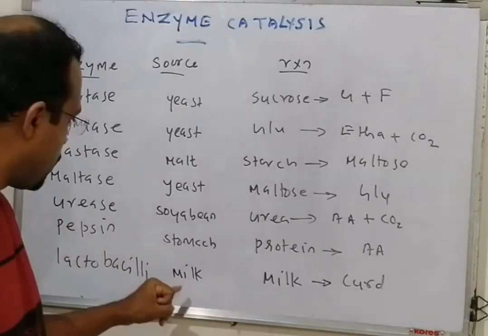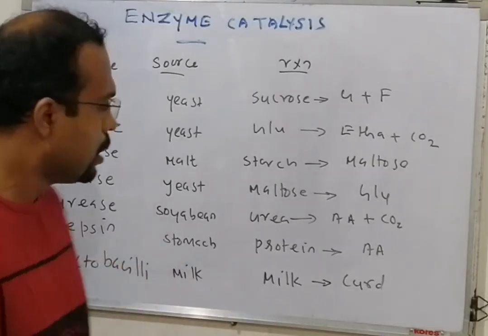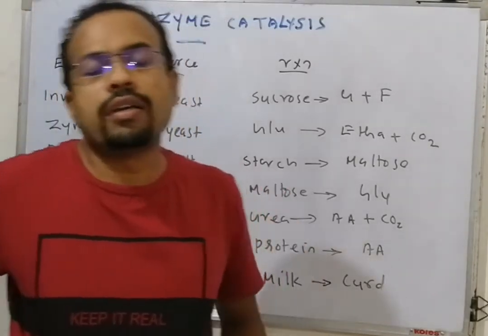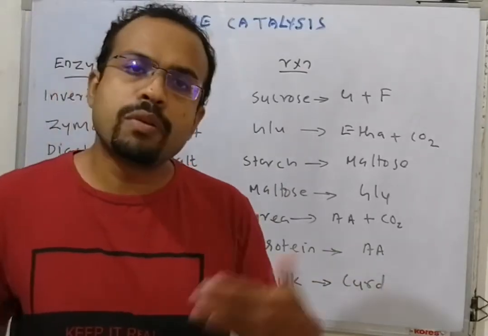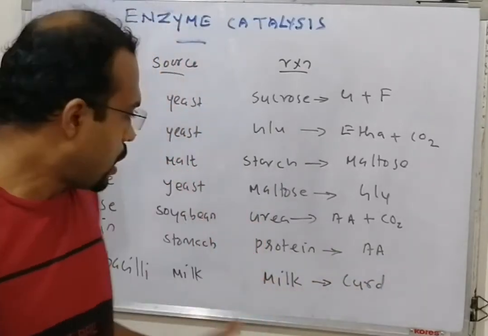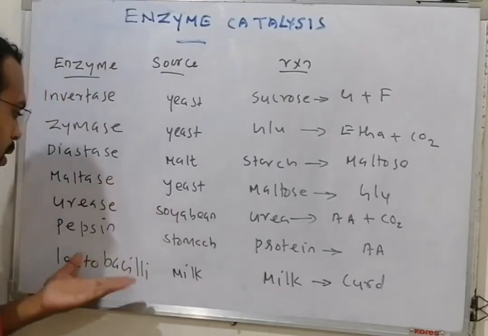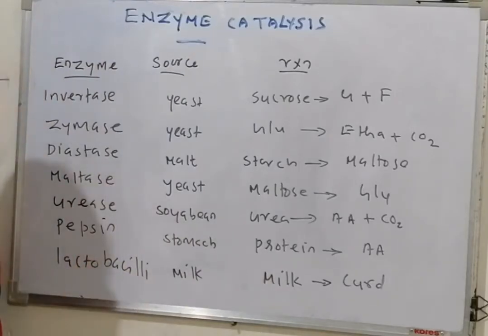Lactobacillus is an enzyme from milk that converts the milk into curd. If you keep the milk for a long time, it will be converted into curd. That process has been catalyzed by this enzyme.